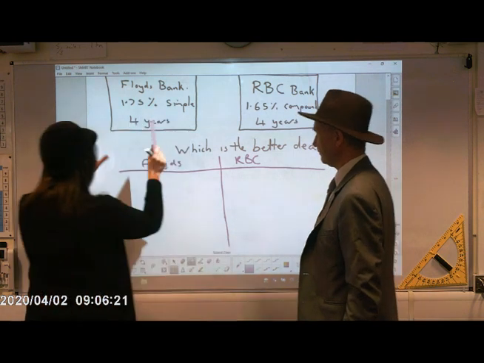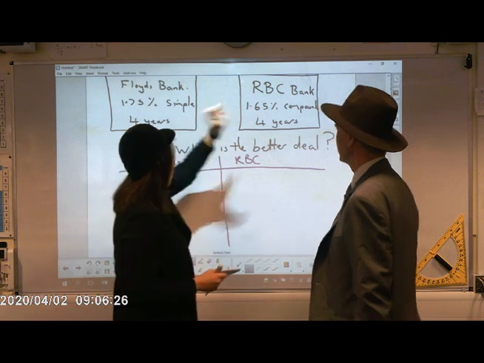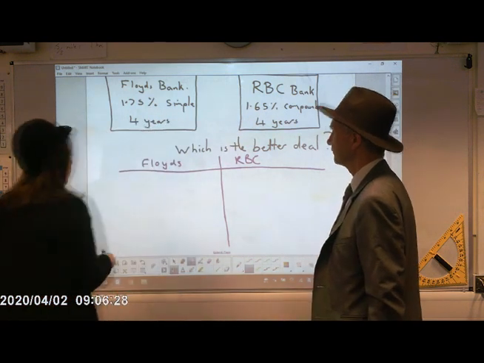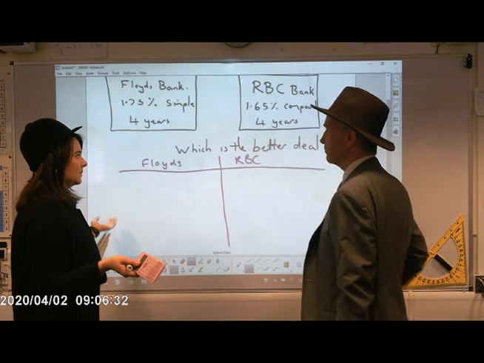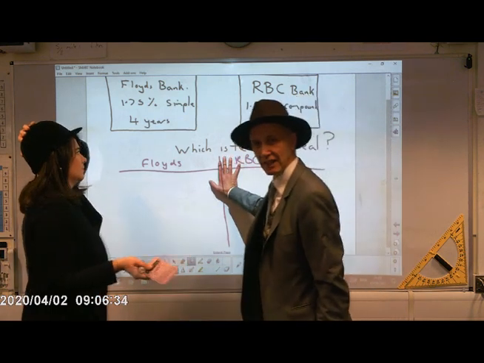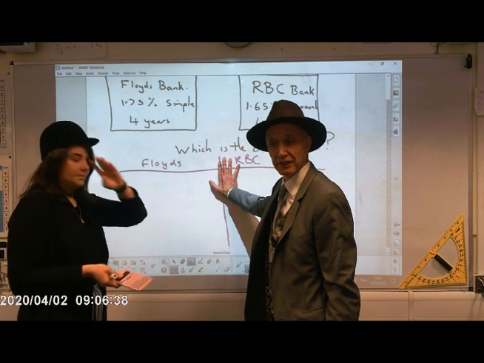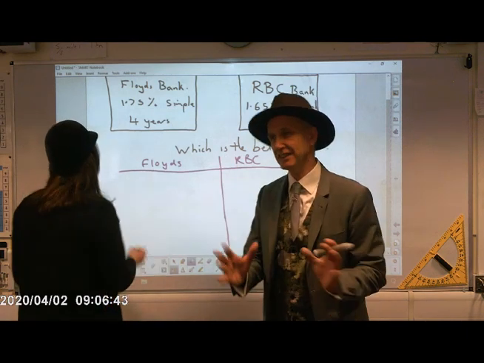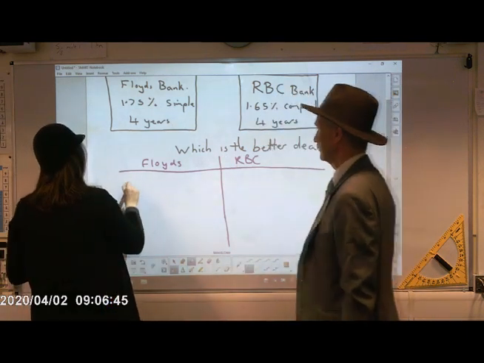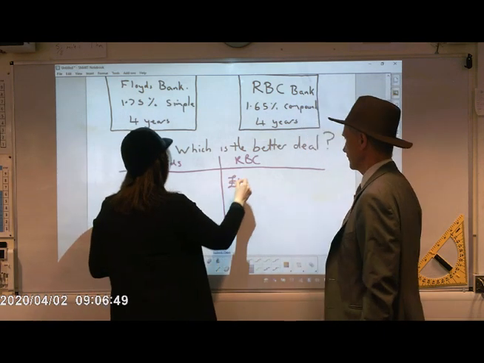So, we've got simple. Be careful, read the question. Simple interest here, compound interest here. Now, we don't have an amount to invest in our banks. So what we're probably saying is it doesn't matter how much we invest. One is always going to be a better deal than the other. So we could just make up an amount. 100, nice, easy number. So, £100 is what we're investing.